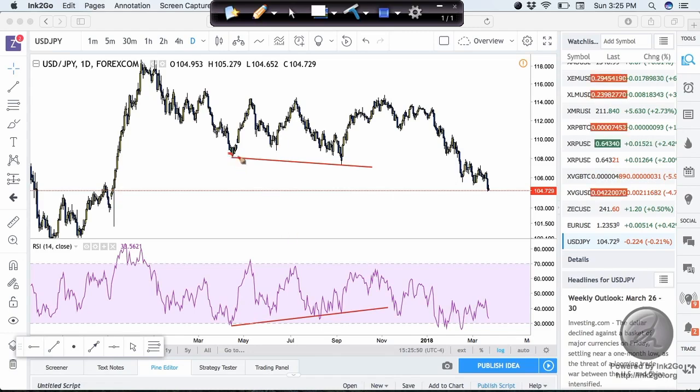So here the market is making a lower, well, a higher low, and this point is making a lower low, as opposed to the indicator, which is making a lower low, and this point here on the indicator is making a higher low. So we're getting two different things, and this is what is called divergence.